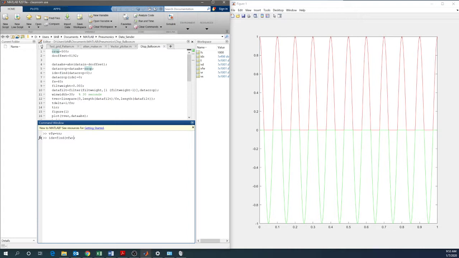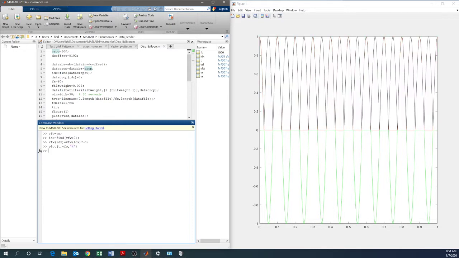If VFW is less than 0, we're going to say VFW of IDX is equal to VFW of IDX times -1. That should do what we call full wave rectification. I'll make this one black. And that gives us something called full wave rectification.